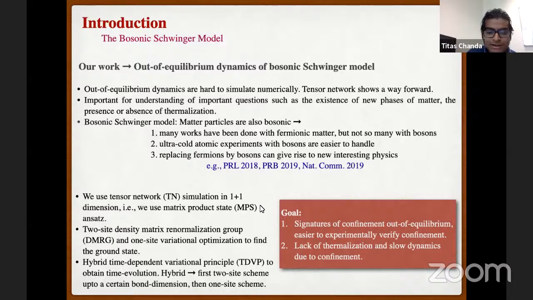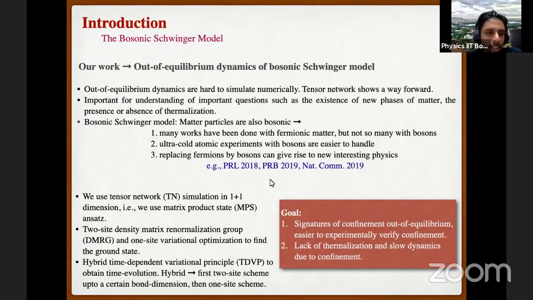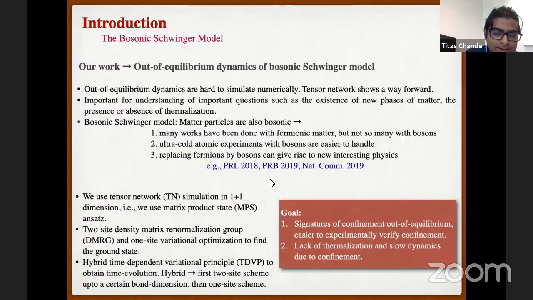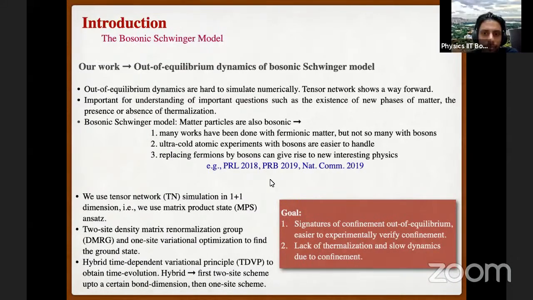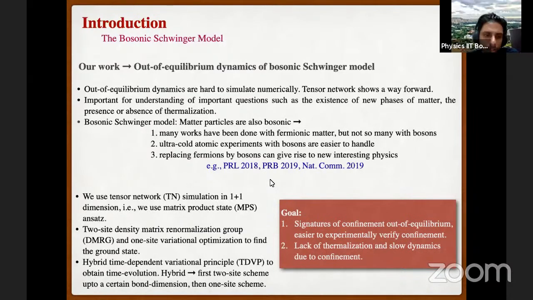So these are our numerical techniques. Titas, one small technical thing: using this TDVP and the hybrid version of it, what is the time scale that you can achieve? Means how long you can propagate? That depends on the system. Exactly, it also depends on system parameters, because it highly depends on the entropy growth with time.